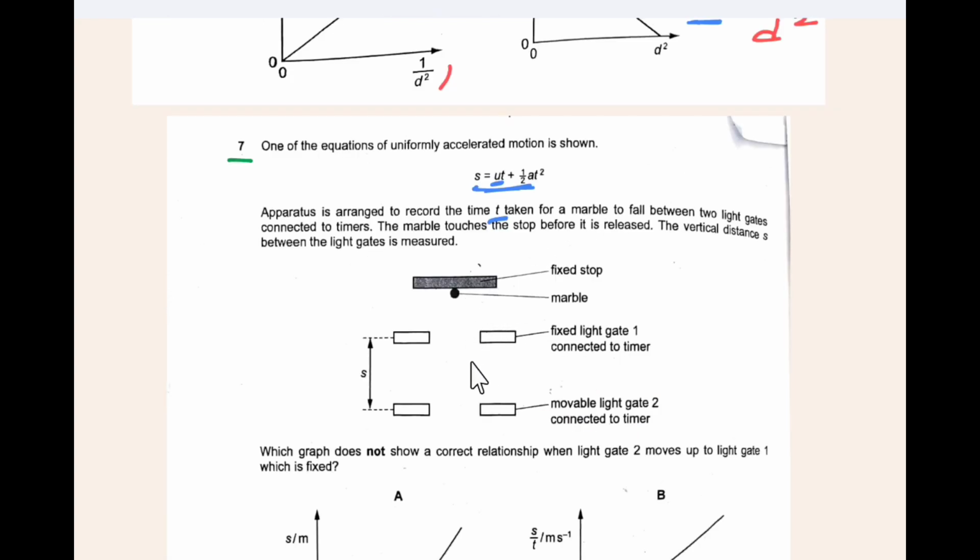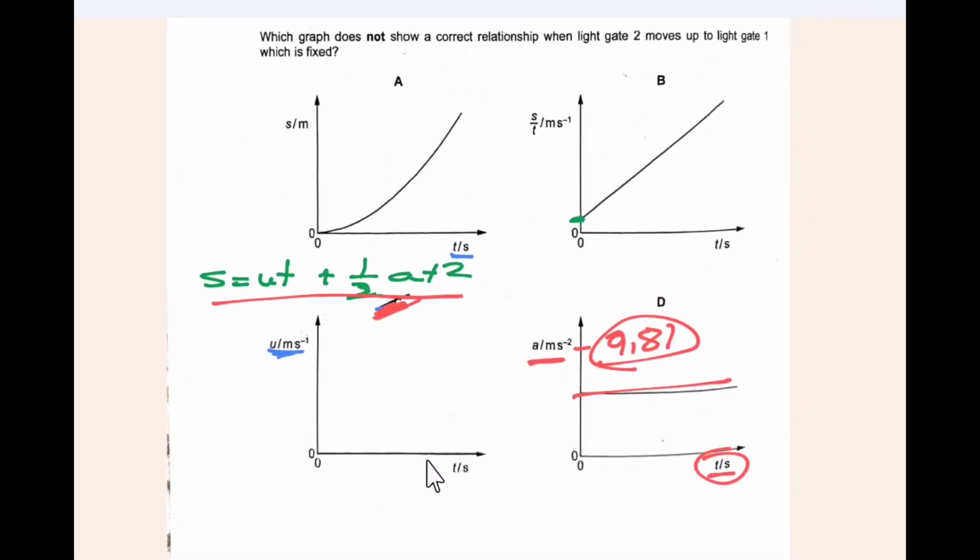And for this option C, you must remember that u is the speed at this area. Since we considered the distance for this area, time for this area, the speed must be for this area, that is, this is the u, and u is falling from a height, so it must have some value. So u cannot be a zero value, so option C is wrong.